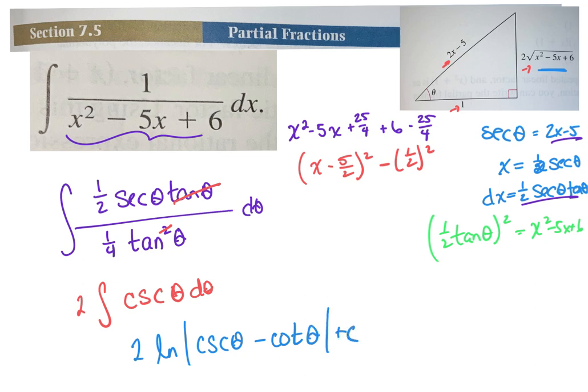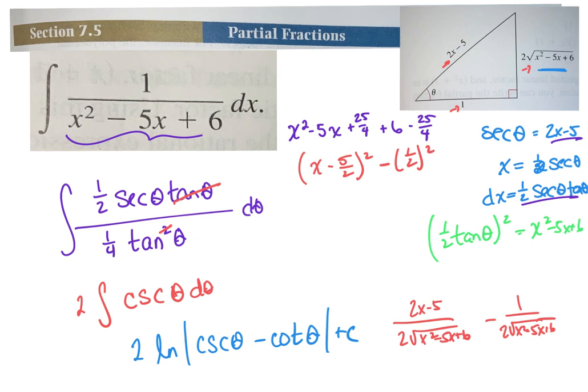All right. If I were to do the cosecant of this guy right here, cosecant's 1 over your sine. So it's going to be hypotenuse 2x minus 5 over that. And then minus cotangent. So that's going to be 1 over my 2 x squared minus 5x plus 6, right?